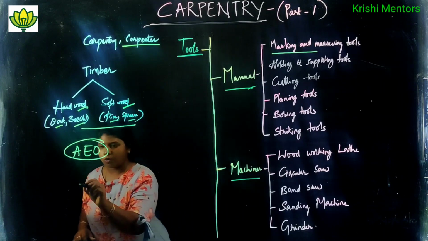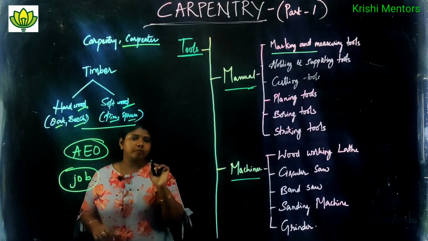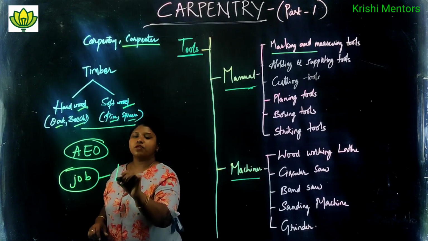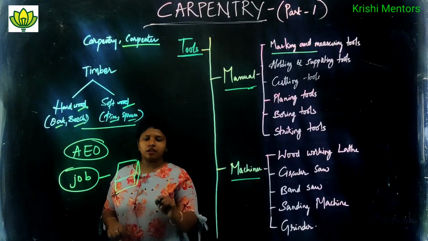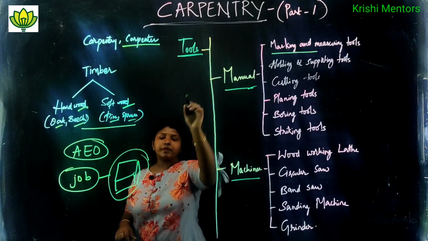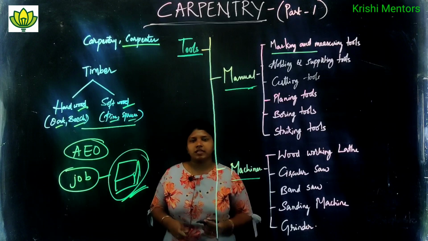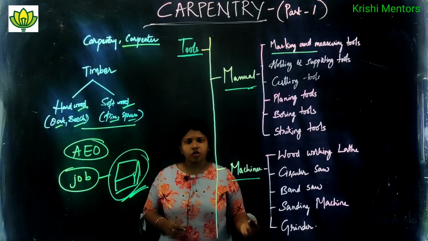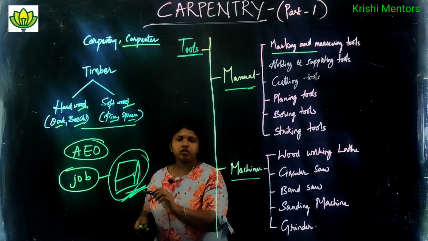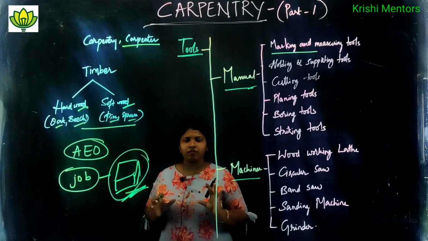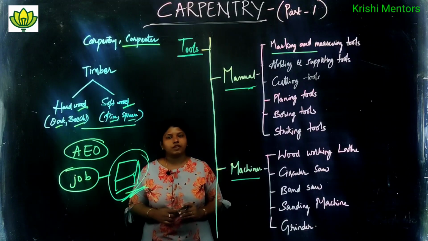Here when I am saying job, job means it is a piece of wood that we are working on. In case of carpentry, it is a piece of wood. When it comes to other things which we do in the workshop, the item changes. So when I'm saying job, I'm talking about the wood that we are working on. Please remember this. I will be using it frequently.